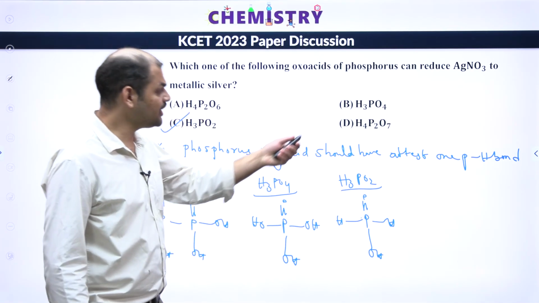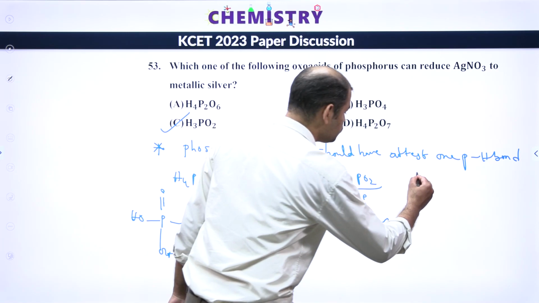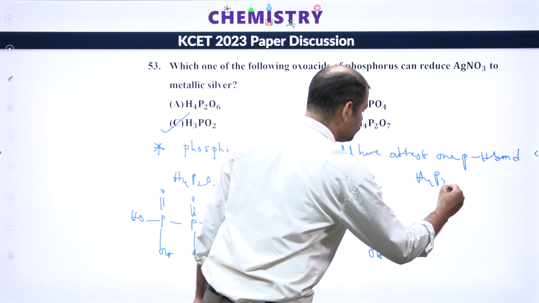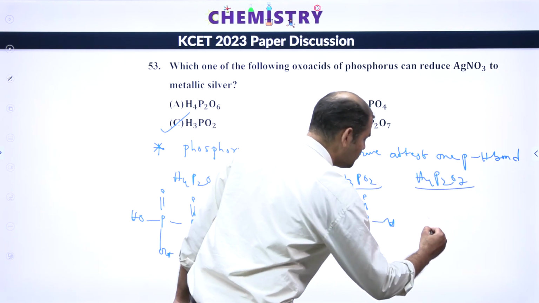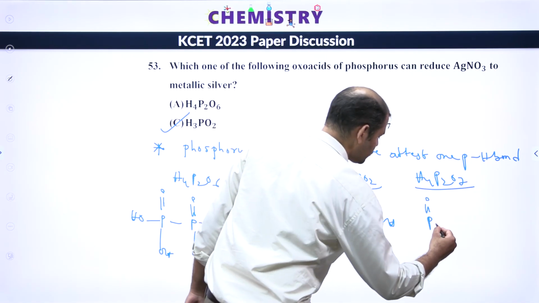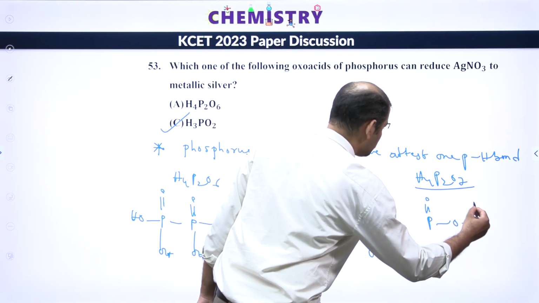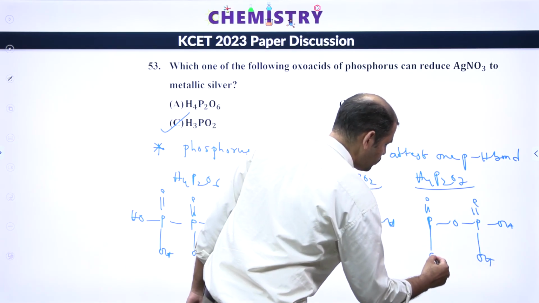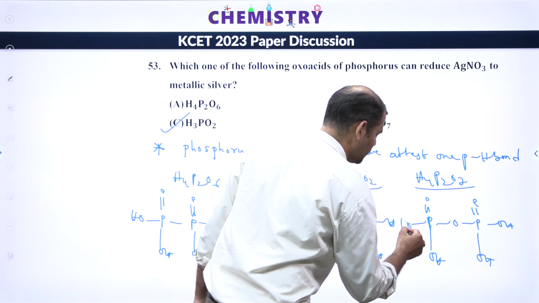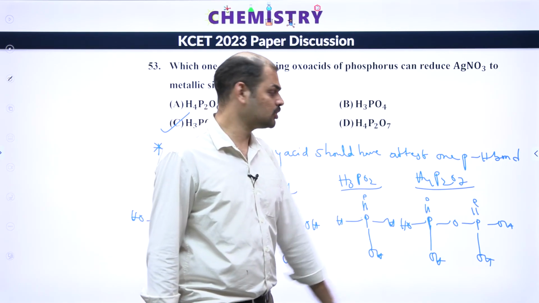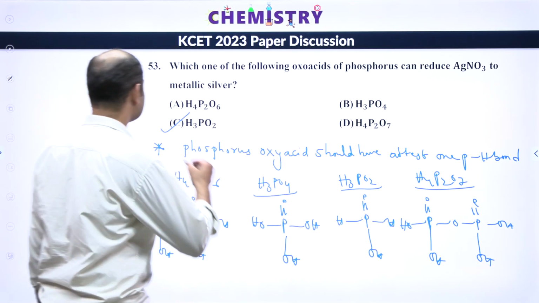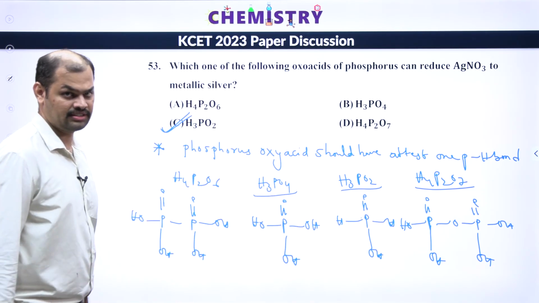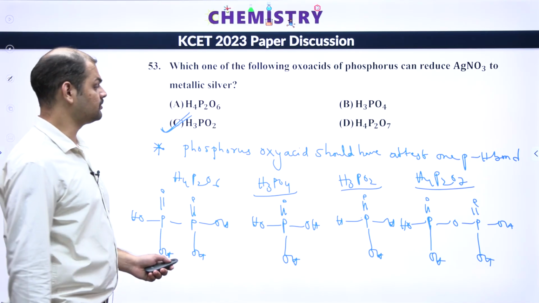For our further clarification, let us see this option also: H4P2O7. The H4P2O7 structure is what? That will be P double bond O, single bond O, P double bond O, OH, OH, OH, OH. It will come like this. Even here also there is no single P-H bond. So the answer is C. 53 answer is C. Clear? Let us go to the next question.